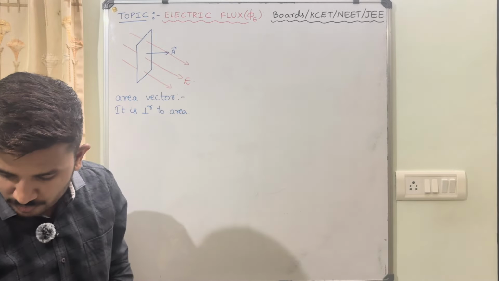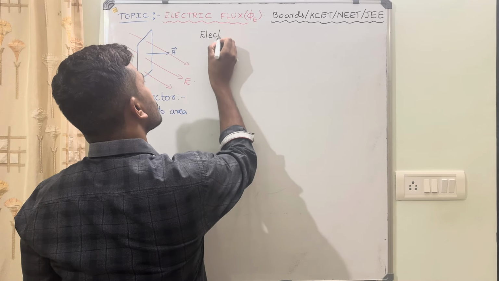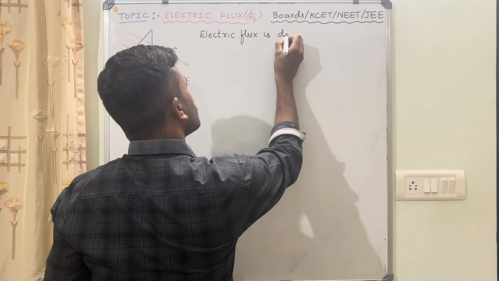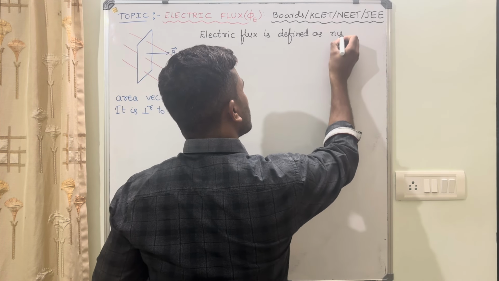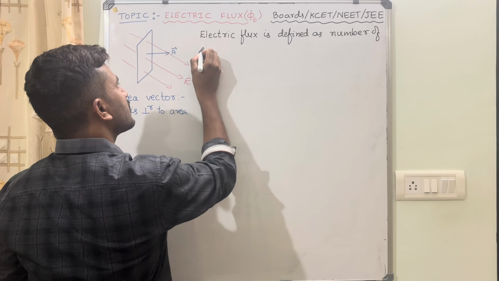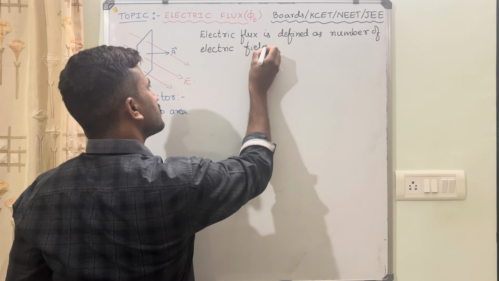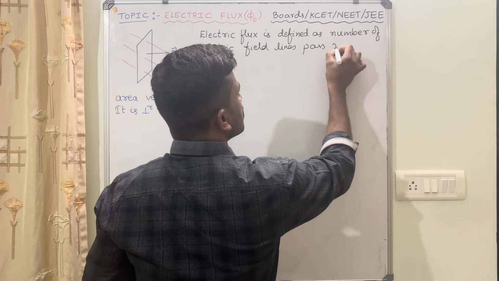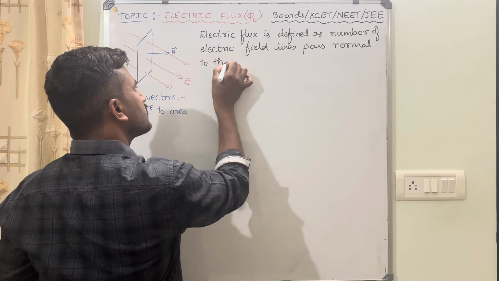Now how to define electric flux? Electric flux is defined as the number of electric field lines passing normal to the given area.